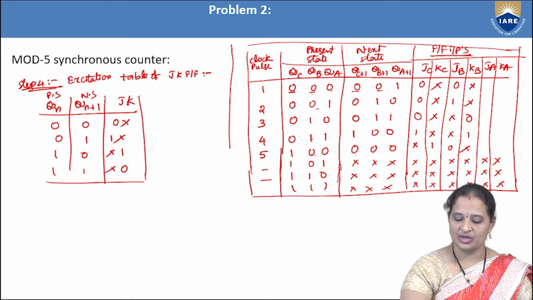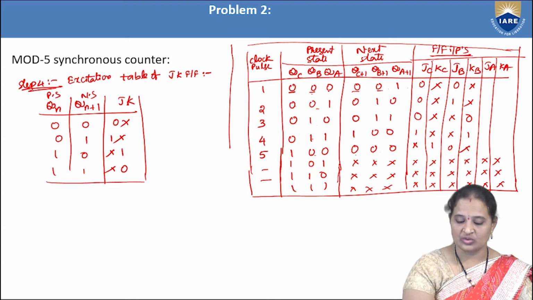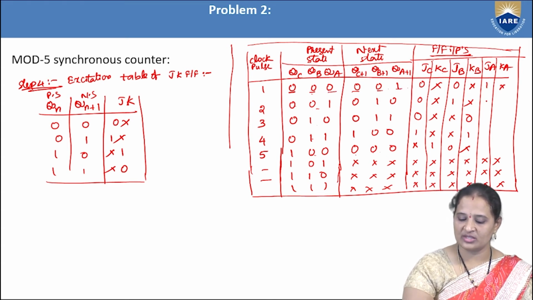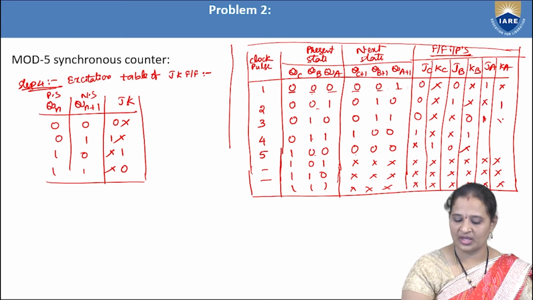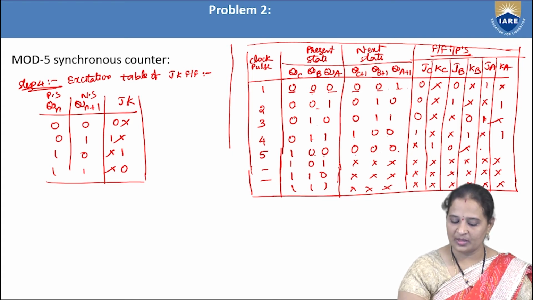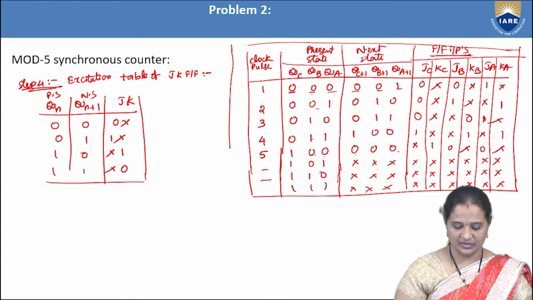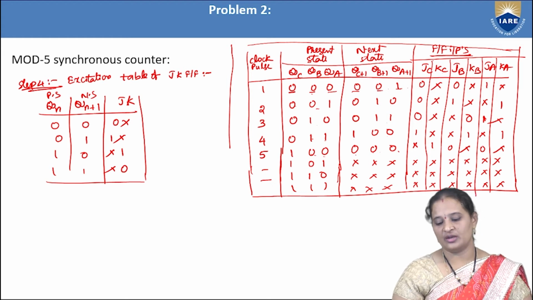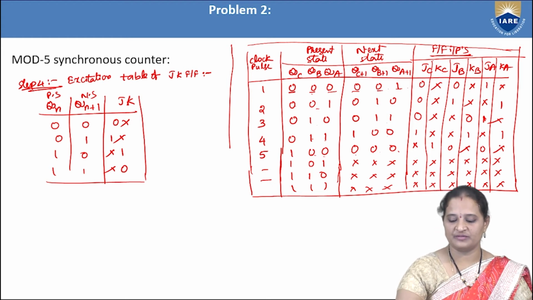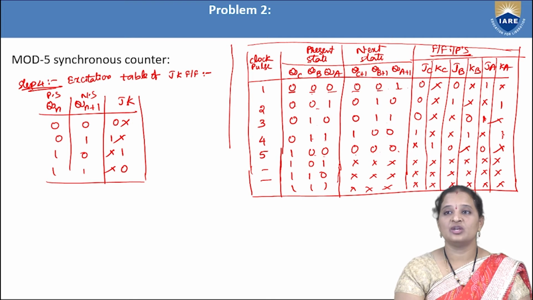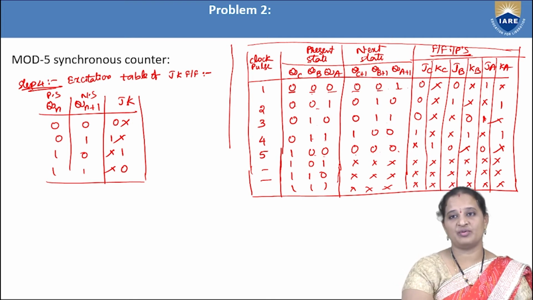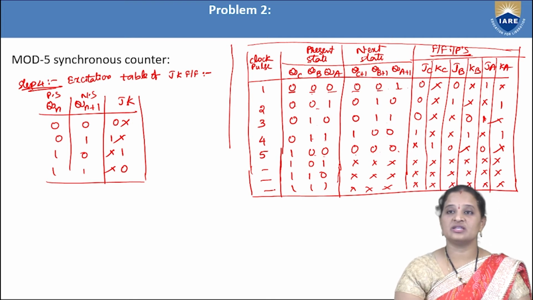And now we'll see QA plus 1. So 0 to 1, so 1 don't care. Next, 1 0 don't care 1. 0 1, 1 don't care. Next, 1 0 don't care 1. 0 0, 0 don't care. 0 0, 0 don't care. So these are the values of JA and KA. Now this is our excitation table of the mod 5 synchronous counter.